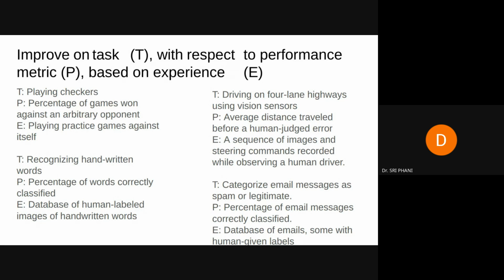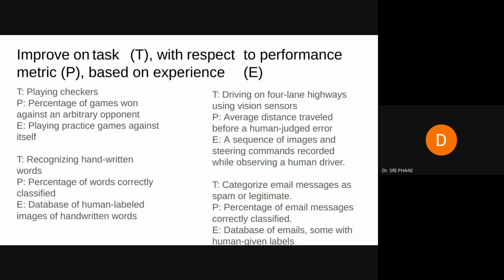And if you see the left bottom one, recognizing handwritten words, the data will be each handwritten word image and the corresponding word. So this will go in as data, and the performance is the prediction quality. The machine has created a word like apple, but what was the actual human word? So this comparison will be the performance metric, and so on and so forth.